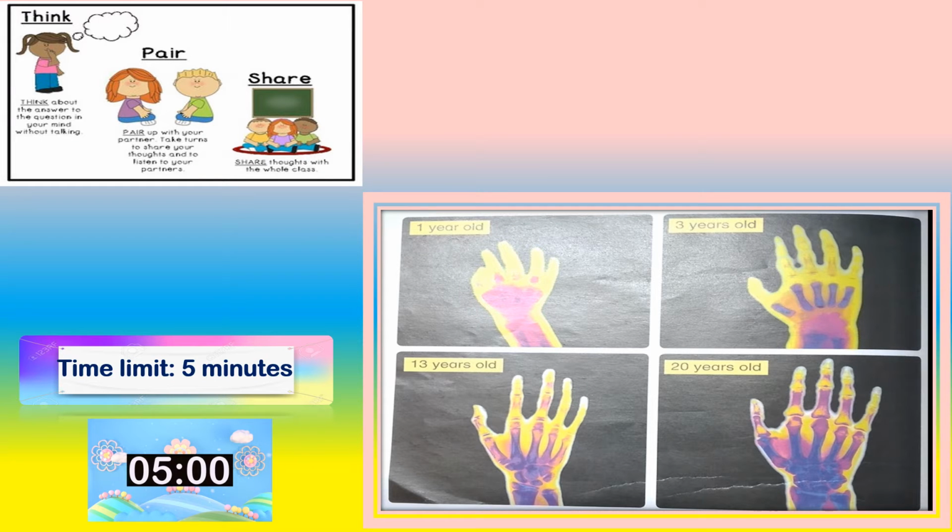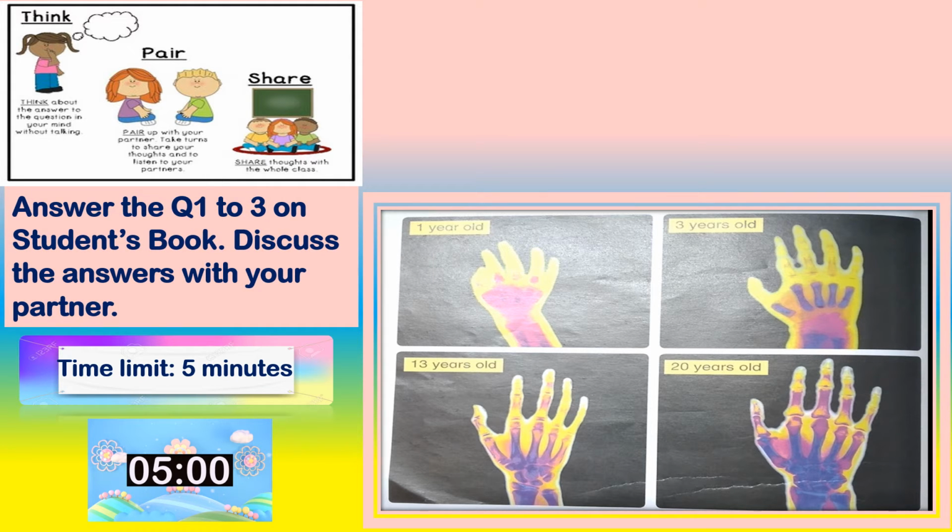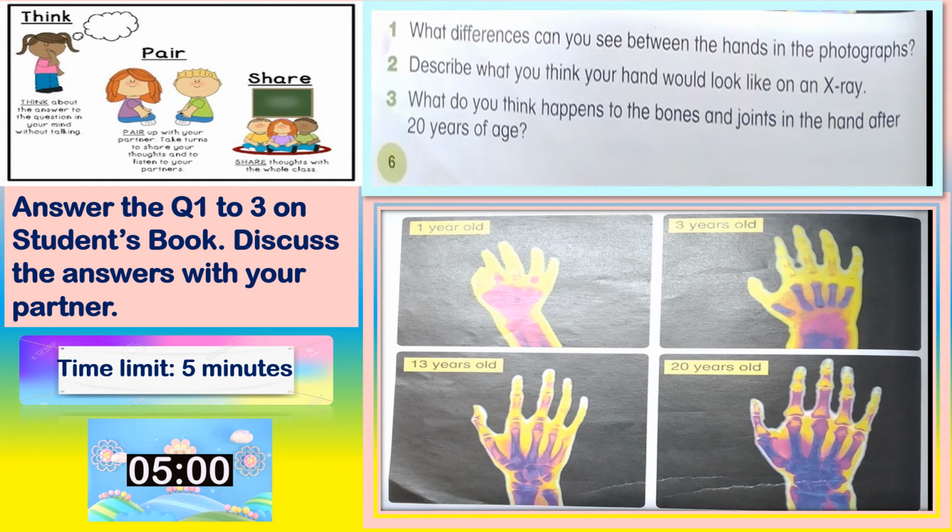Now, it's time for Think, Pair, and Share. We're going to answer questions 1 to 3 in the student book and discuss the answers with your partner. The questions are: number 1, what differences can you see between the hands in the photographs? Number 2, describe what you think your hand would look like on an X-ray. And number 3, what do you think happens to the bone and joints in the hand after 20 years of age? So you're going to answer these 3 questions and discuss your answers with your partner. You have 5 minutes to do this activity.